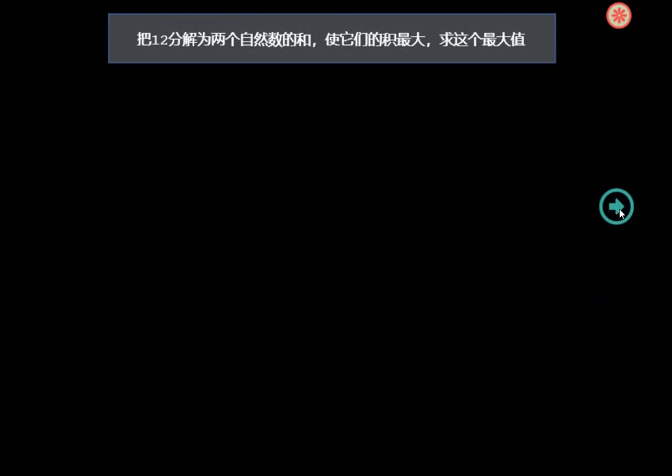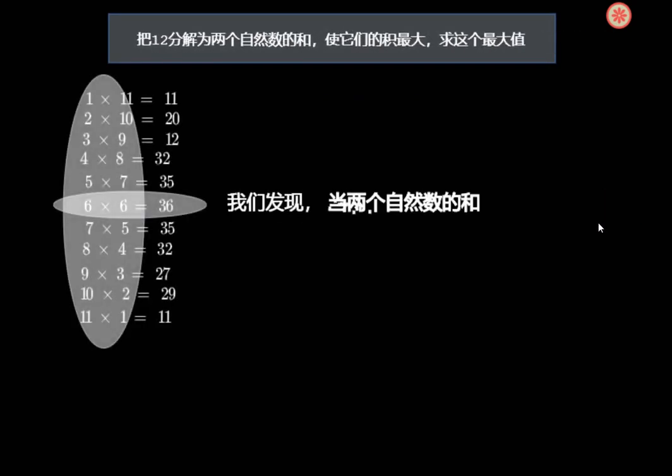Decompose 12 into the sum of 2 natural numbers to maximize their product. We found that when the sum of the 2 natural numbers is 12, the smaller the difference between these 2 numbers, the larger the product, so we decompose 12 into 2 equal-sized numbers.